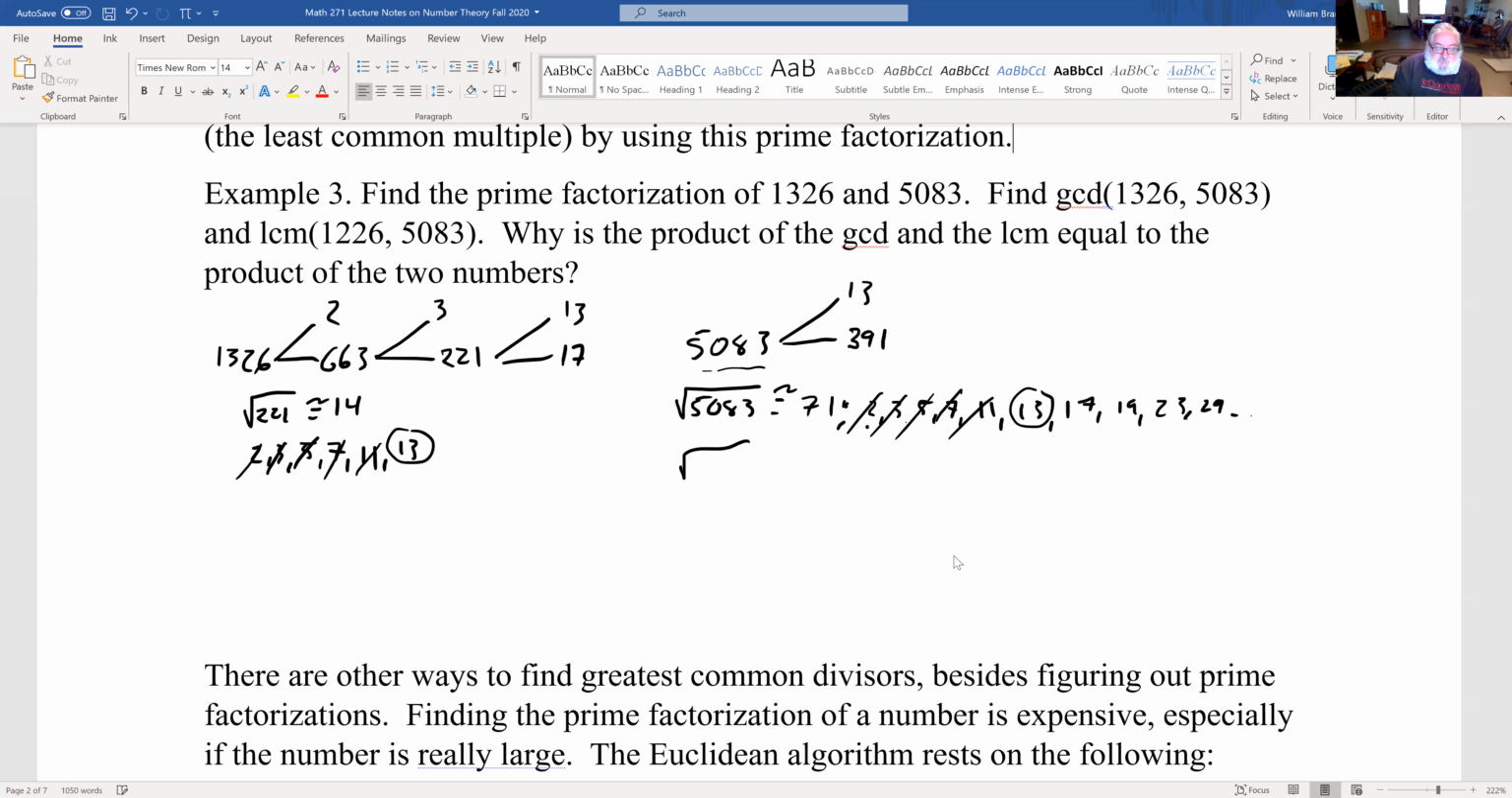Great. So now we need to factor 391, but that means we only have to look at numbers up to the square root of 391, which is about 19. So we don't have to look at 23 or 29 because one of these other ones ought to have divided that. And we check 2, 3, 5, 7, and 11, right? If they don't divide 5083, they're not going to divide 391, because if they divided 391, they would have divided 5083. So we just have to go forward with 13, 17, and 19. 13 doesn't divide it, but 17 does.